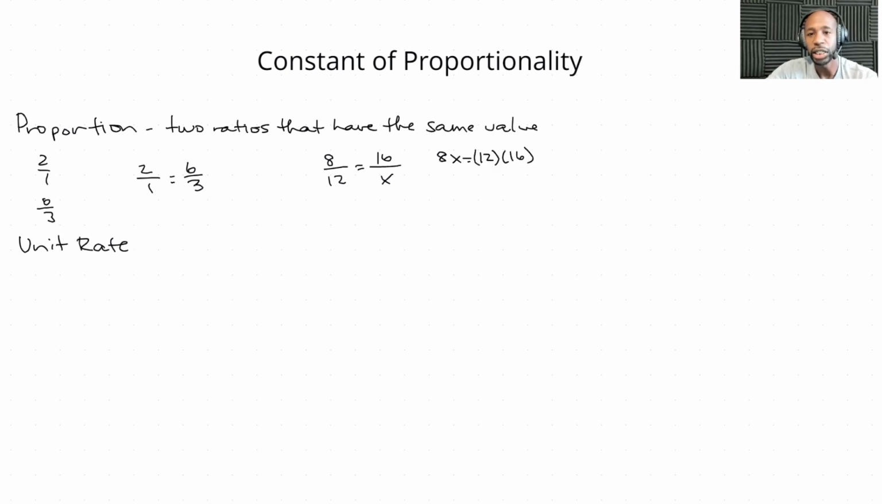I'm not going to multiply these because they're so big. I'm just going to go ahead and do the division here. Divide both sides by 8. So then you have 12 times 16 over 8. We know that 16 divided by 8 is 2, and then 12 times 2 is 24. So x equals 24. Therefore, you see your proportional relationship: 8/12 is equal to 16/24. You see?